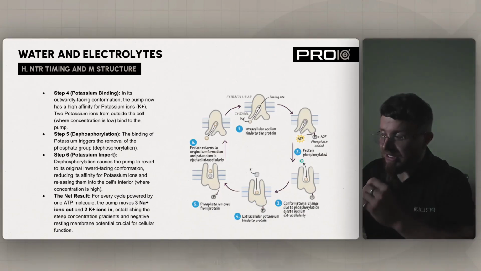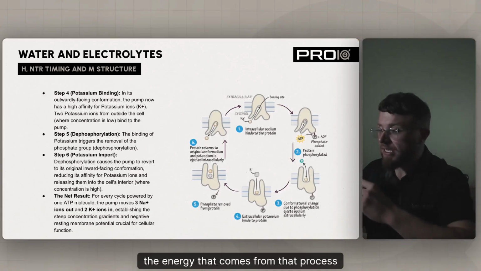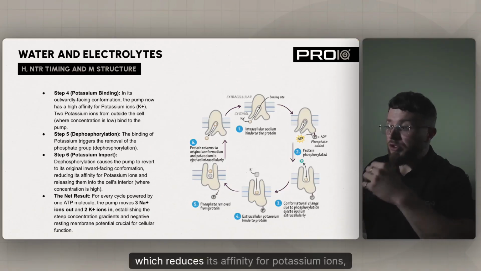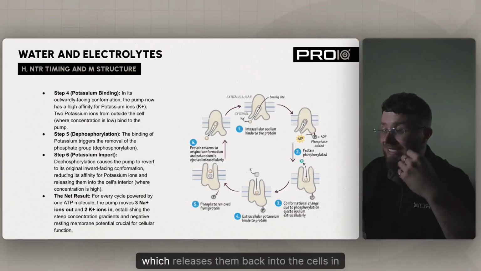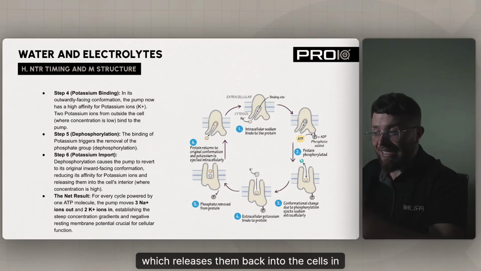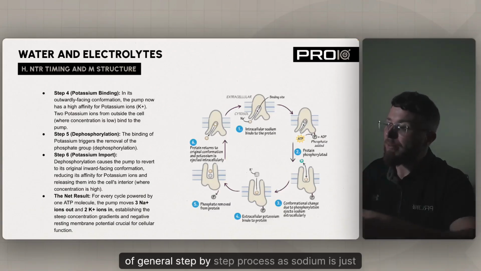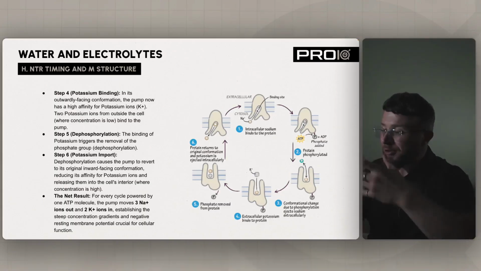That dephosphorylation, the energy that comes from that process, causes the pump to revert to its original inward-facing conformation, which reduces its affinity for potassium ions, which releases them back into the cell's interior, where concentration is high. So it's following the same kind of general step-by-step process as sodium is, just in the other direction.